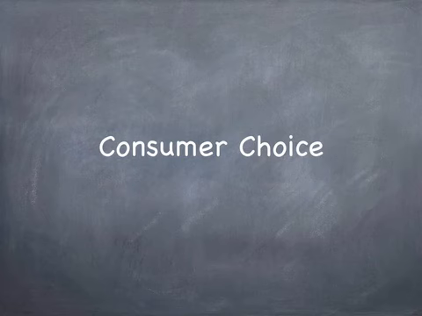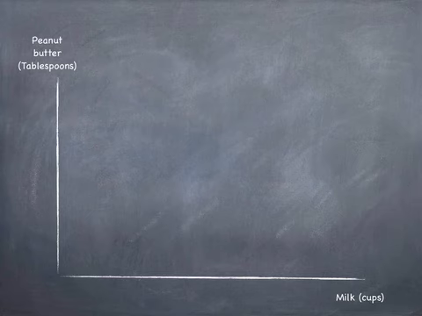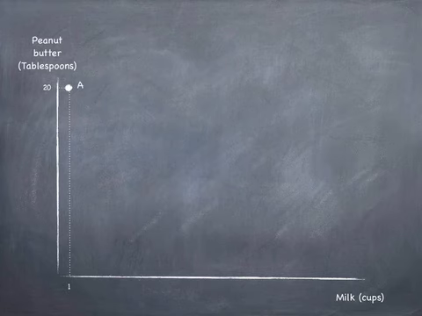In this video, we are going to explore the economic theory of consumer choice, which will enable us to understand where demand comes from. Let's consider a hypothetical consumer we'll call Anne. Anne cares only about tablespoons of peanut butter and cups of milk. In fact, she's sitting down to a meal where she is going to put away 20 tablespoons of peanut butter and wash that down with just 1 cup of milk.